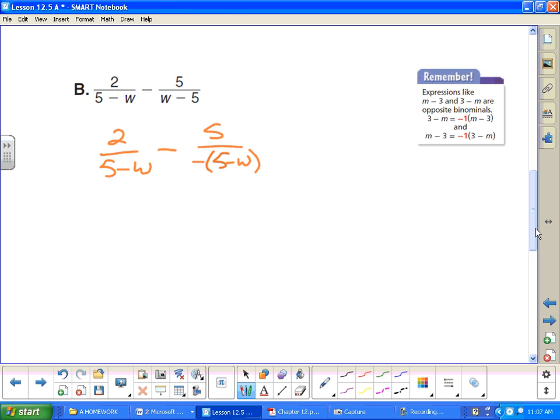All right, now, since I have the negative here and here, what is that going to do? It's going to change it to being positive. So we've got 2 in the numerator here. These two make it positive, so I have plus 5 over 5 minus w. So my answer would be 7 over 5 minus w.